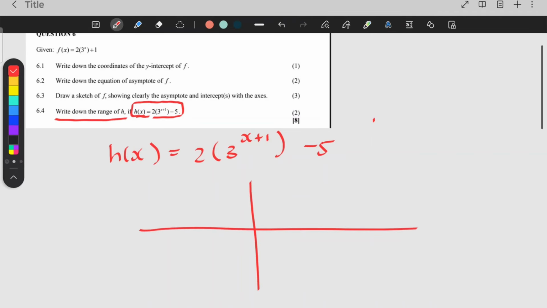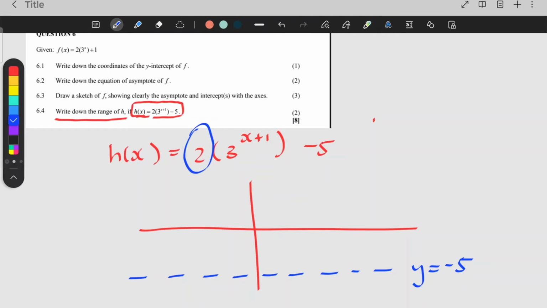So if you had to draw this, this is the asymptote. y is equal to negative 5. So somewhere here at the bottom, you would have y is equal to negative 5. Then because this is still a positive, this graph is above the asymptote. So this graph is going to go like this. But it doesn't matter how it looks. It could also look like this.